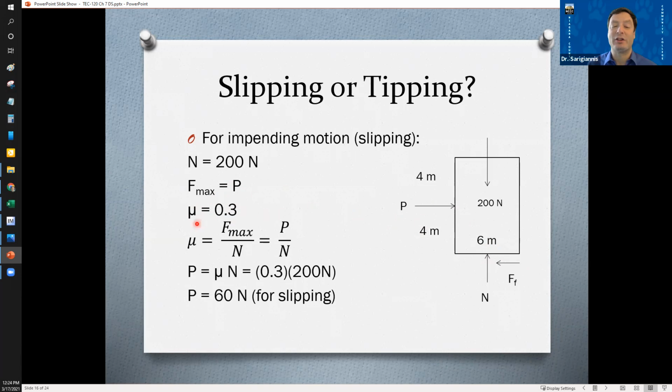And the coefficient of friction is 0.3. So you can find the force required for this thing to slip by just solving for P. In this case, you see mu is equal to F max over N, which is equal to P over N. You can set this equal to 0.3 and multiply by N, which is the 200 newtons, because it's not a flat surface, and you wind up with 60 newtons for slipping. So this is telling you that for this scenario, 60 newtons will cause this thing to slip.